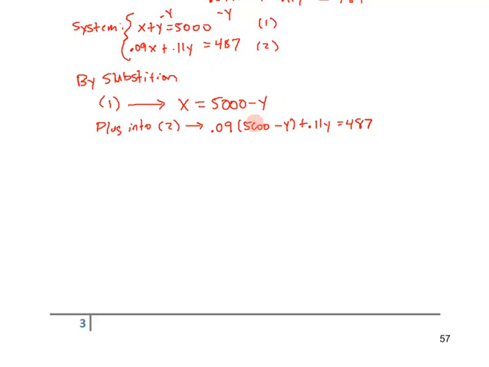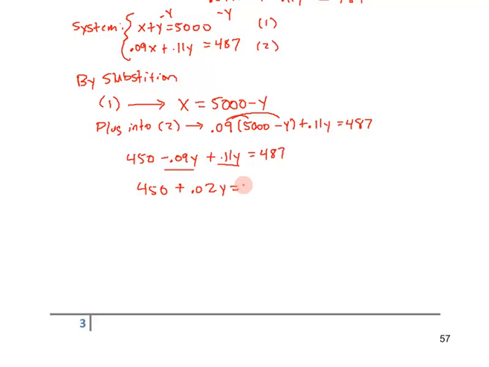Okay, now I've got an equation with one variable, so I'm going to solve by first simplifying both sides. Okay, 0.09 times 5,000 is 450 minus 0.09Y plus 0.11Y is equal to 487. If we combine like terms, we end up with 450 minus a negative 0.09 plus 0.11 is going to be 0.02 positive.